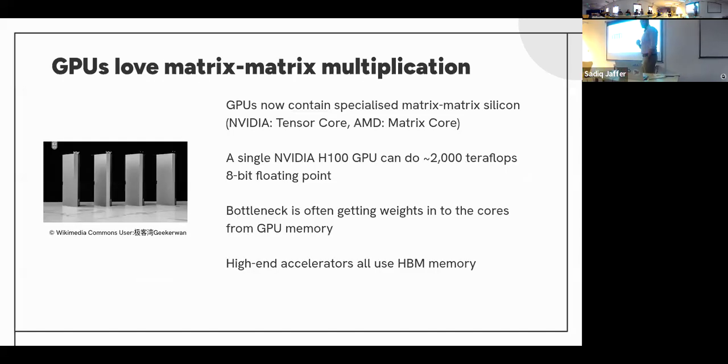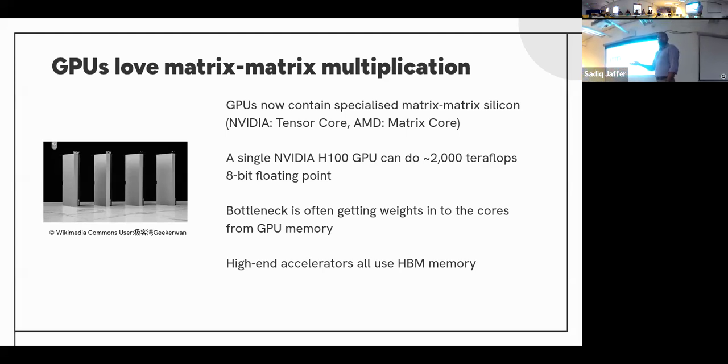GPUs love matrix multiplication, right? And they all have specialized hardware on them now to do that. So NVIDIA has the Tensor Core, AMD has Matrix Core, rather imaginative name. In fact, even CPUs. If you buy an Intel Xeon these days, like a Sapphire Rapids or an Emerald Rapids, it comes with AMX, which is Advanced Matrix Extensions, I think it is.